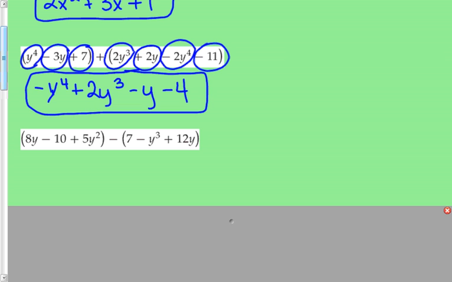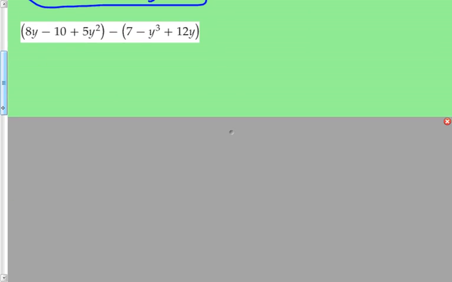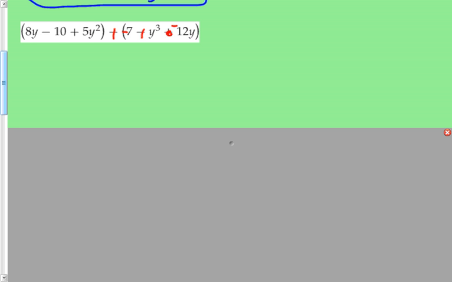Okay, so let's go on to another example. This is where it gets a little different because it's subtracting instead of adding. So when you see us subtracting, we're going to go ahead and change it to adding and change the signs of everything inside the second polynomial. So instead of a positive 7, we'll have a negative 7, a positive y cubed, and a negative 12y. Now we can put them together by adding.